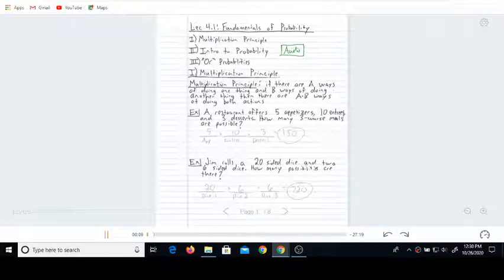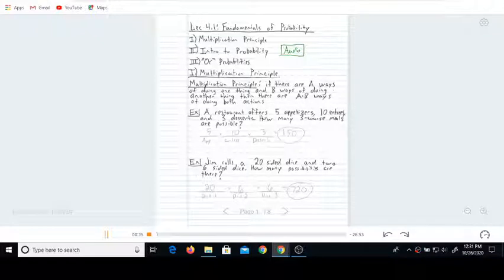So this unit's fairly short. You're going to notice Unit 4 and Unit 5 go by pretty quick. Unit 4, there's only 3 sections, and we're going to be covering 2 of them this week. And then next week, we'll finish it up, have the test review, and test next week. But looking at Lecture 4.1, Fundamentals of Probability, it's here we're going to introduce the multiplication principle, introduce basics of probability, and talk about OR probabilities.